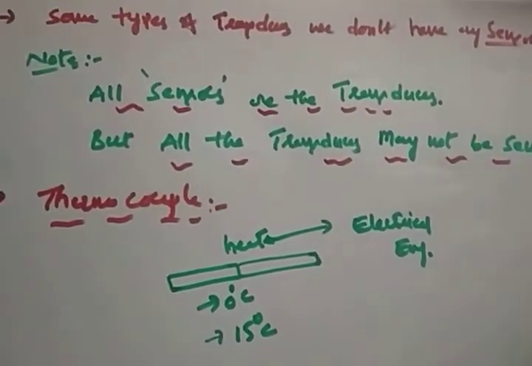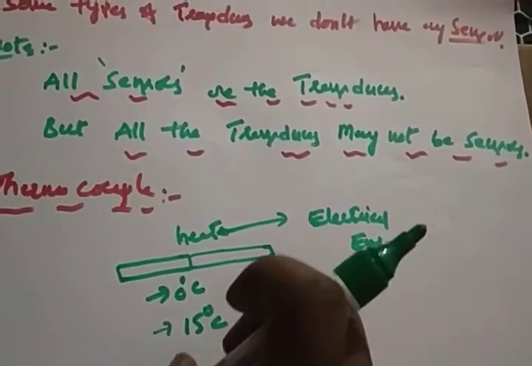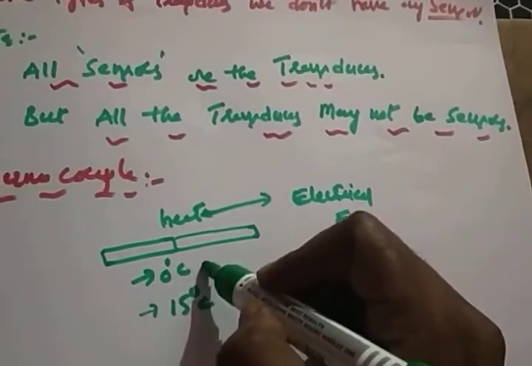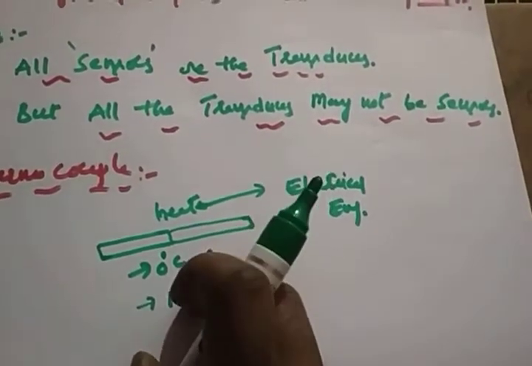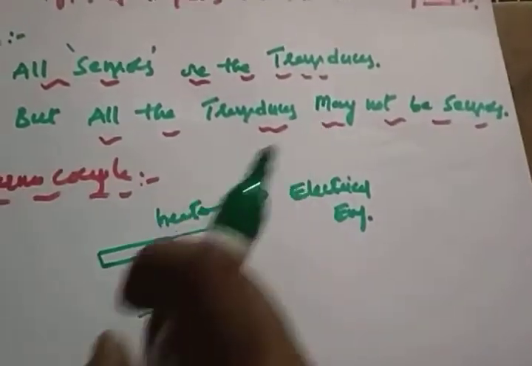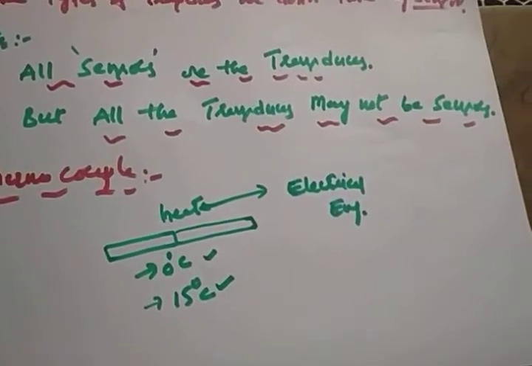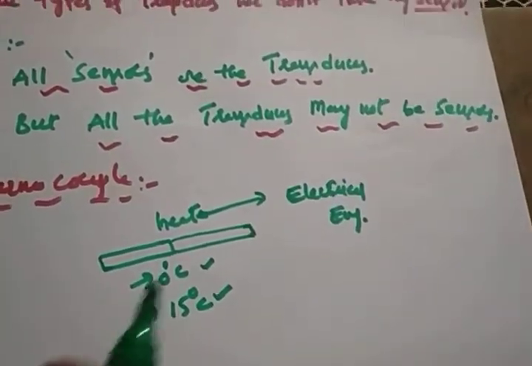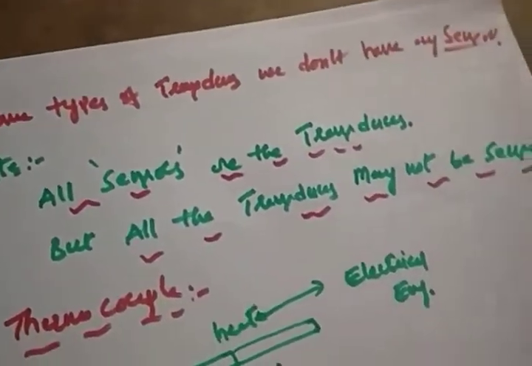I hope it's clear how the thermocouple works. There are two dissimilar materials joined together, and a change in temperature is applied: first 0 degrees centigrade, then 15 degrees centigrade. This change in temperature will generate heat at the junction of the two dissimilar metals. This heat is converted to electrical energy. So we don't have any sensor over here. That's why these types of elements do not require sensors, right? We'll discuss real-life examples of transducers, and after that we'll discuss the characteristics of a transducer, right?